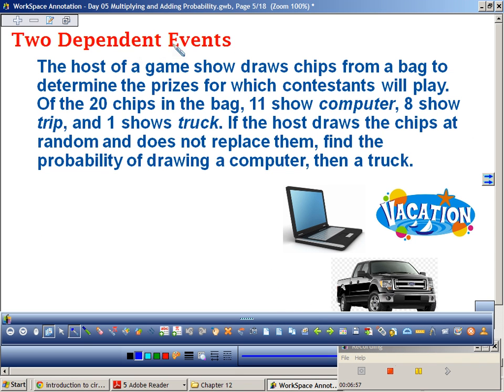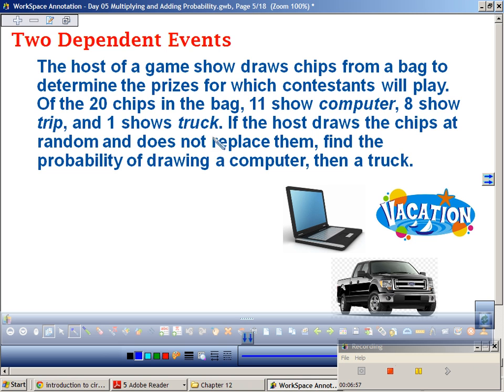All right, 2 dependent events. So far we've been talking about independent events because rolling one die is independent from rolling another die. So let me show you how this one's a little bit different.